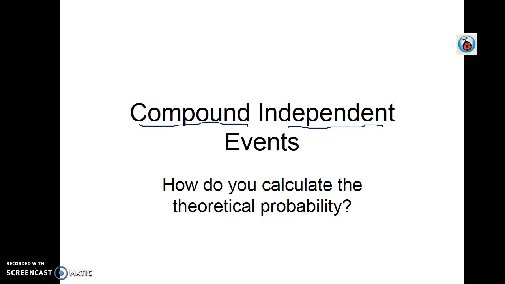Or if you are going to choose something out of a bag, like a marble out of a bag, you would have to put the marble back in before you chose a second time. So this would be choosing twice with replacement. But this is where the two events do not affect one another.